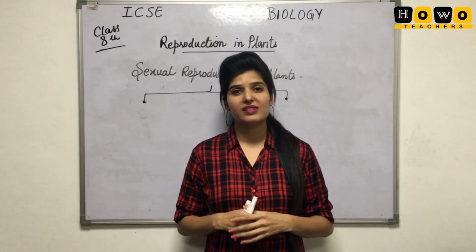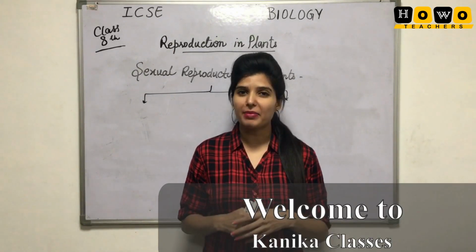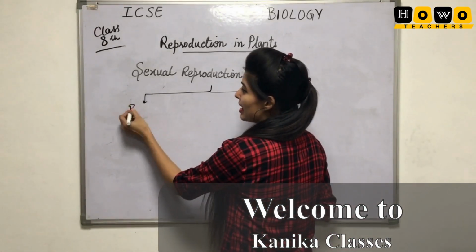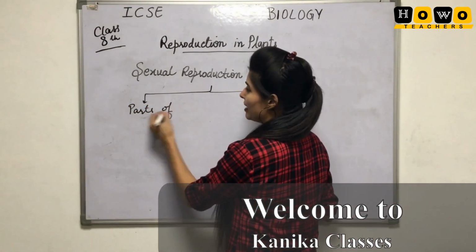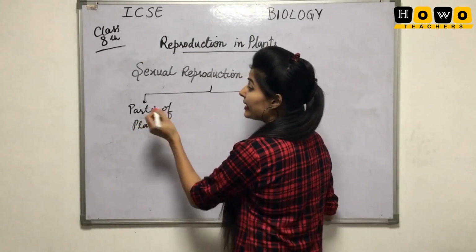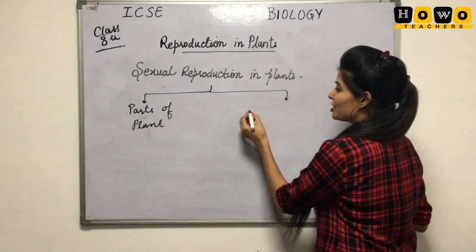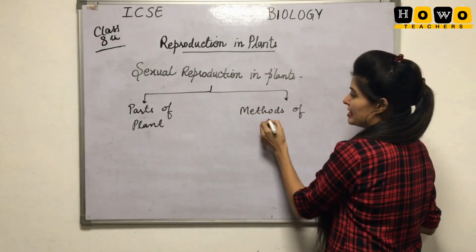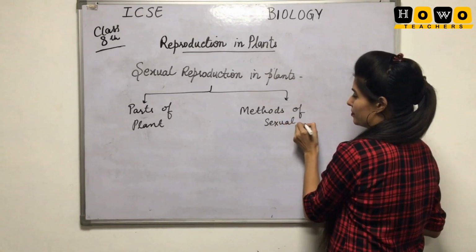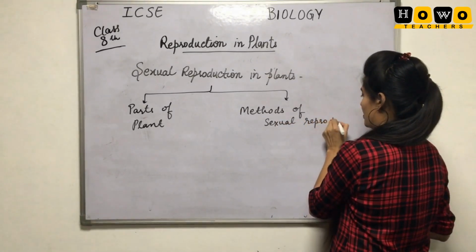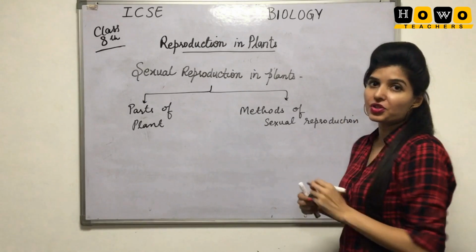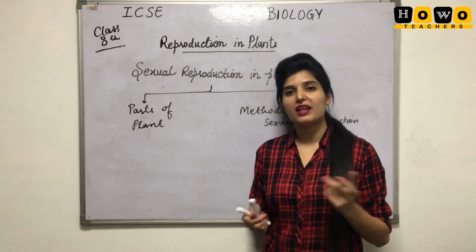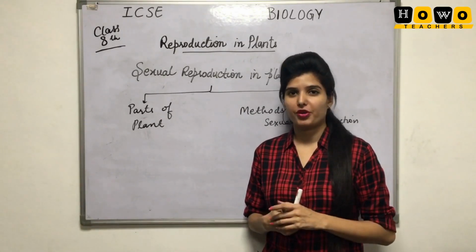In case of plants, the sexual reproduction can be divided into two parts. First part is parts of plant that help in sexual reproduction and the methods of sexual reproduction. So first of all, let us discuss all about the parts in the plant that help in the sexual reproduction.